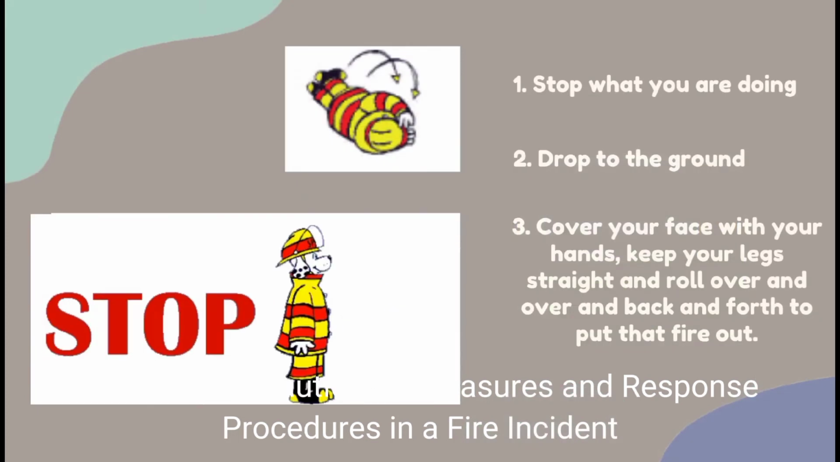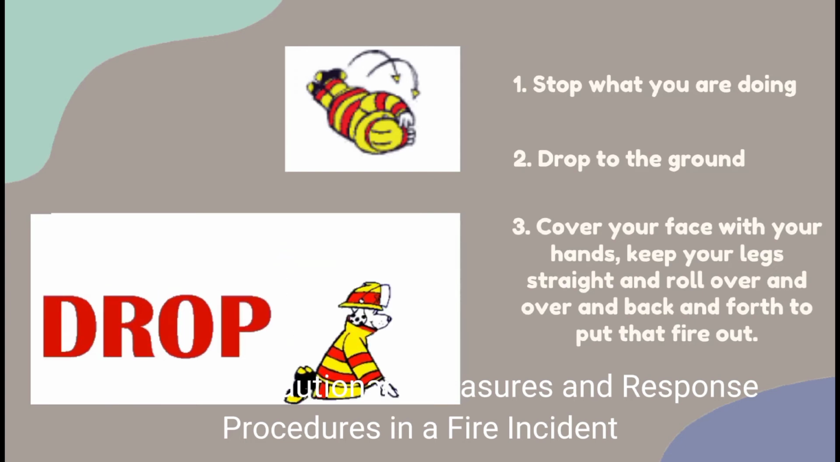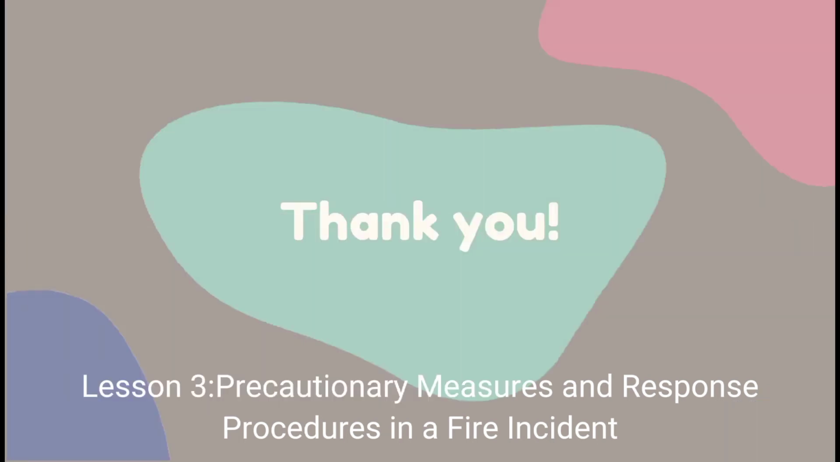This is a quick animation of stop, drop, and roll. First, stop what you are doing and don't panic, because panicking won't help and will only make things worse. Second, drop to the ground quickly. Third, cover your face with your hands, keep your legs straight, and roll over and over, back and forth, to put the fire out. If you cannot stop, drop, and roll, keep a blanket or a towel nearby to help you or others smother flames.